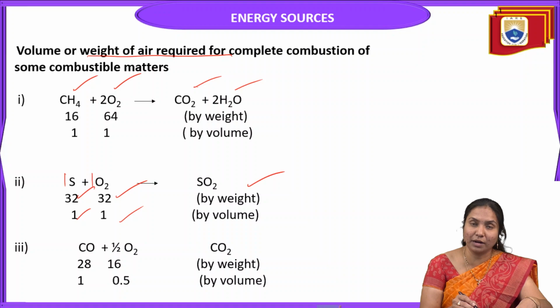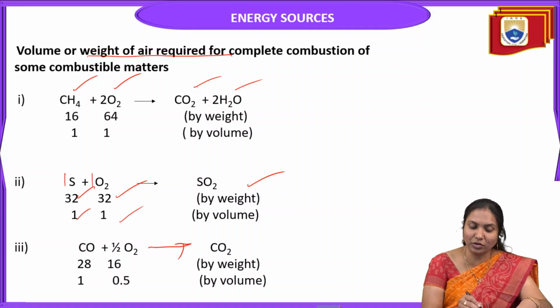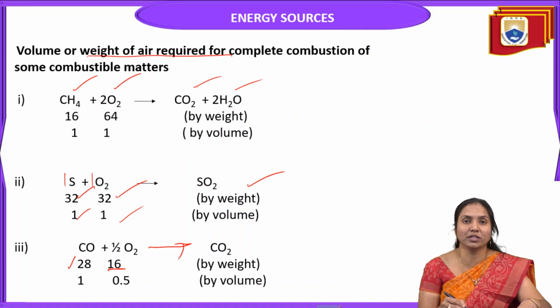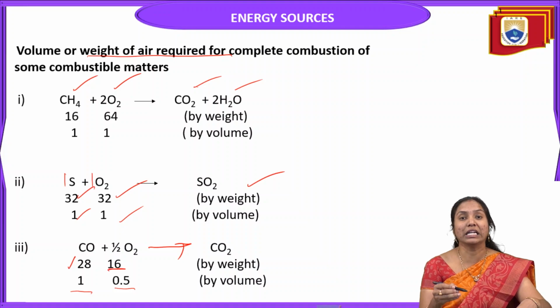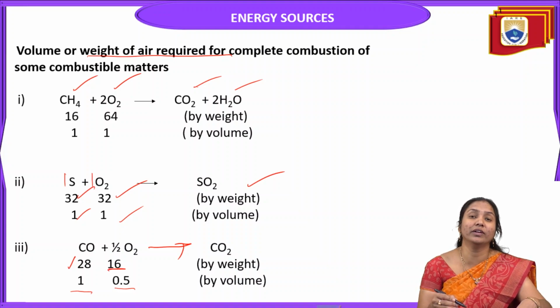Or for example, carbon monoxide and oxygen give the combustion product carbon dioxide. So by weight, 28 kilograms of carbon monoxide requires how much amount of oxygen? 16 kilograms of oxygen. Or by volume, 1 volume of carbon monoxide requires 0.5 volume of oxygen for complete combustion of fuel. These are some examples of volume or weight of air required for complete combustion of combustible substances.